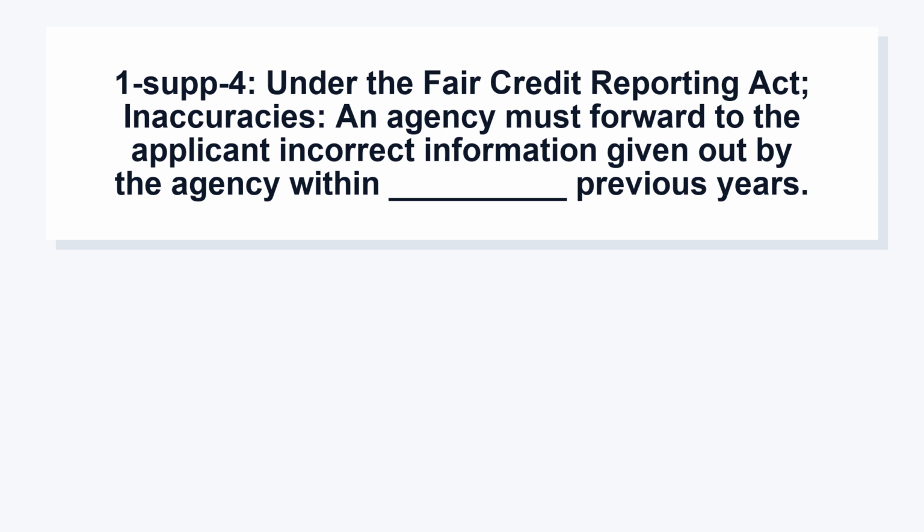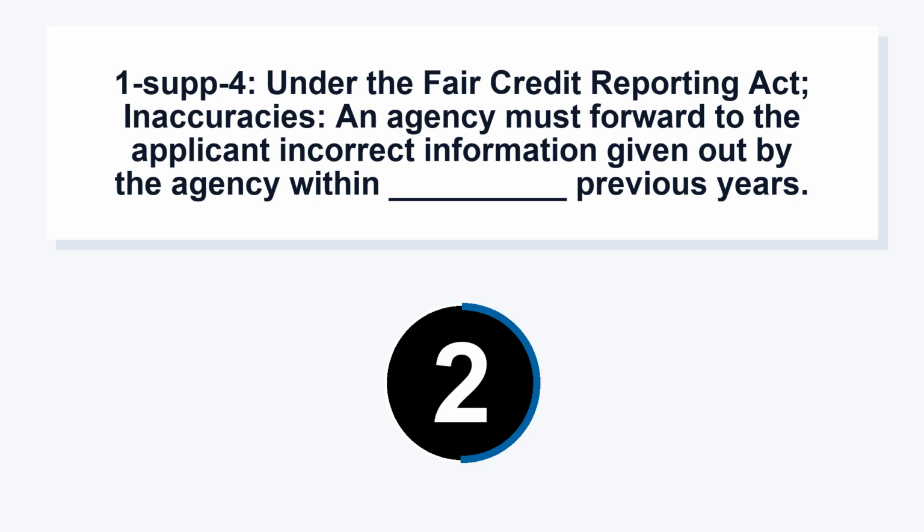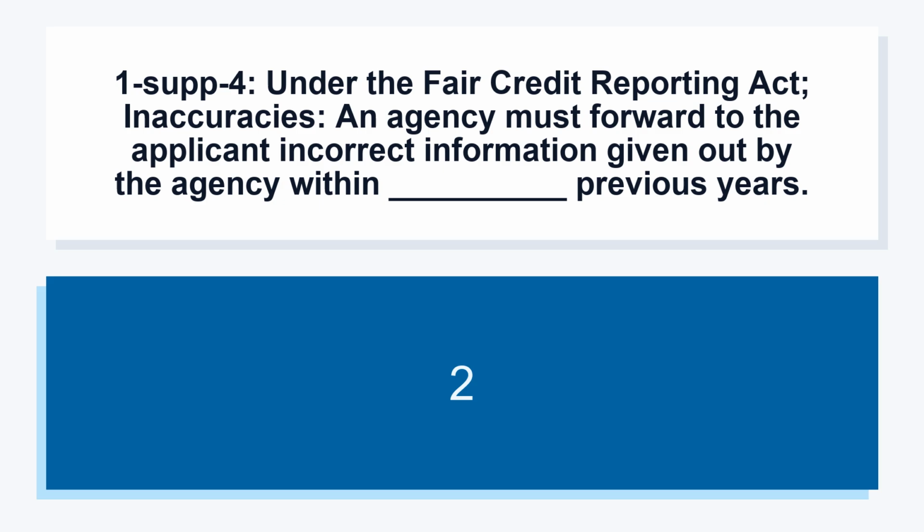1 Sup 4: Under the Fair Credit Reporting Act, inaccuracies, an agency must forward to the applicant incorrect information given out by the agency within ____ previous years. 2.